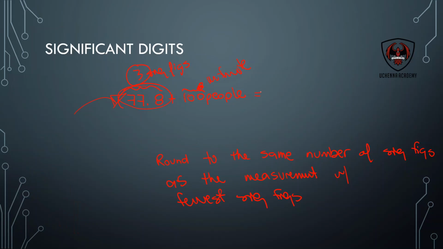Well, if I'm adding or multiplying with an exact value or an exact measurement, that's understood to have an infinite number of significant digits. So the one that will limit it is the other number.